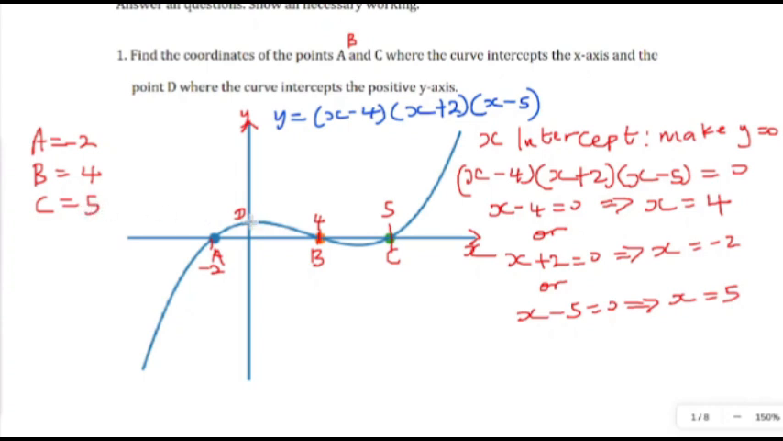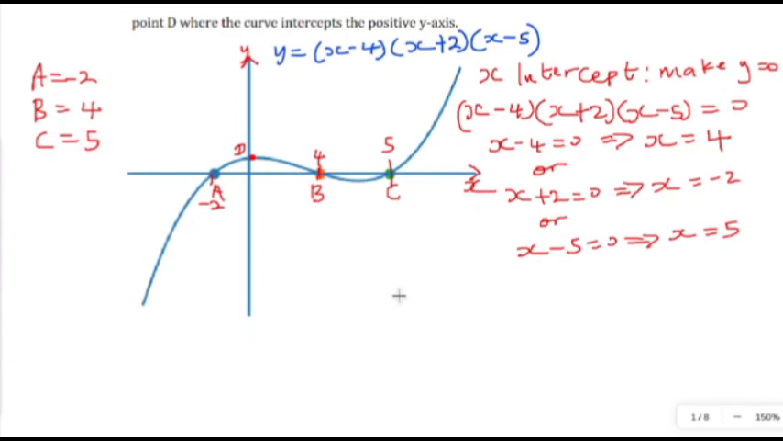Now, how do we get point D? To get point D, that is the y-intercept. For the y-intercept, we make x equals 0. So we do the opposite of what we did when we were looking for the x-intercept. So we make x equals 0.